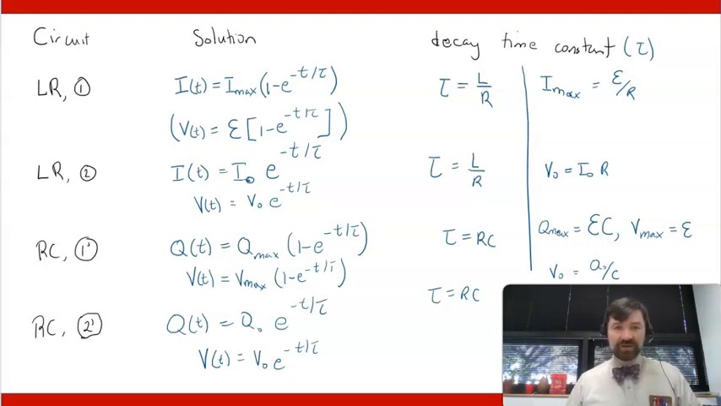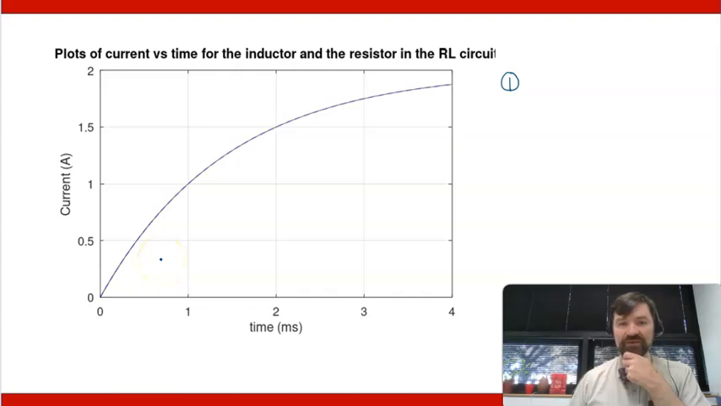I said that I would show graphs, so, a quick reminder, what do these graphs look like? Here's the graph for current versus time for the position 1 LR circuit. And it's set so that the half-life is 1 millisecond. You can see that because at 1 millisecond we have 1, and at 2 milliseconds we're at 1.5, and at 3 we're basically at 1.75. So we're getting closer and closer to 2, which is the maximum current here.